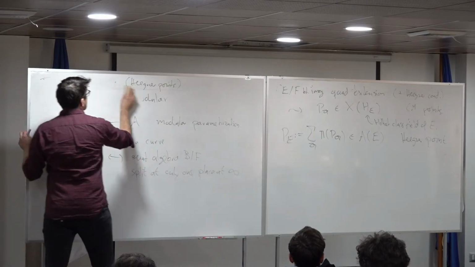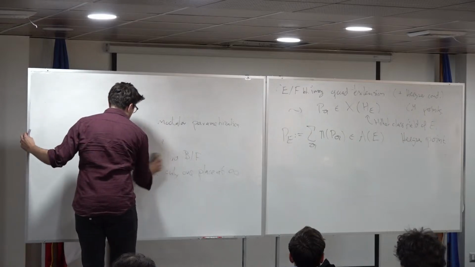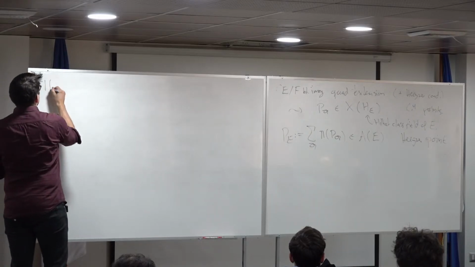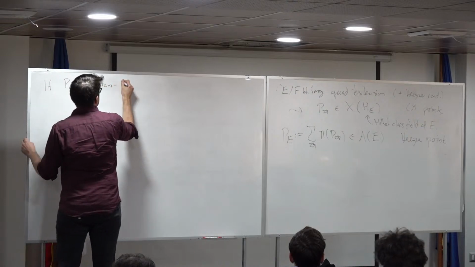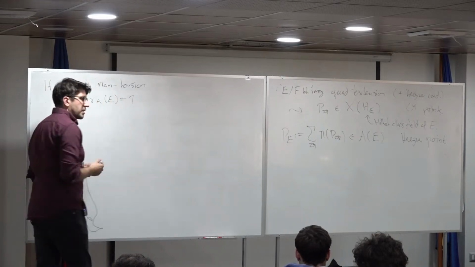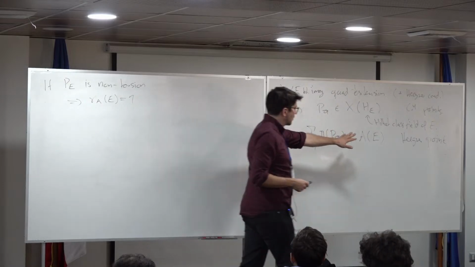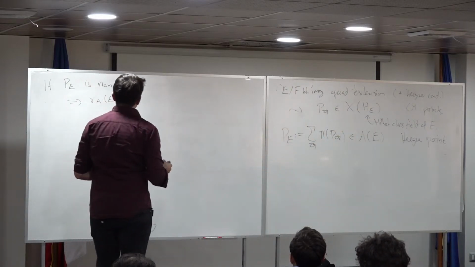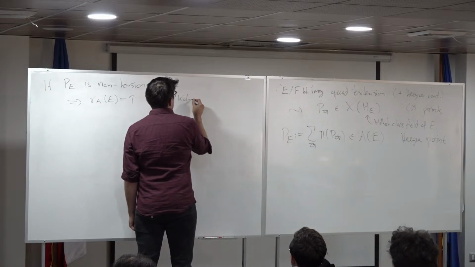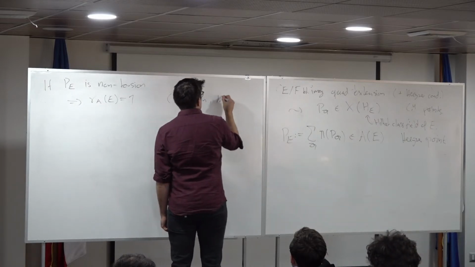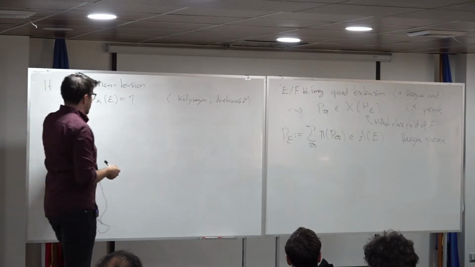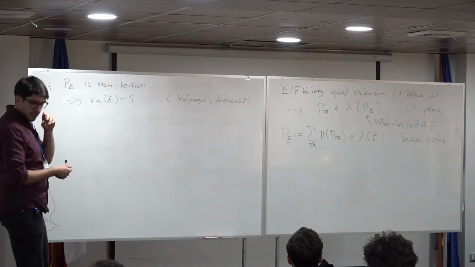So what's known is: if this point P_E is non-torsion, then the rank of A over E is equal to 1. So especially this point is a generator of the Mordell-Weil group. I should put here a lot of names. Let me first say Kolyvagin and Nekovář. Kolyvagin did this over the rationals, and I think the most general form is due to Nekovář over the totally reals. Correct me if I'm wrong in the history.